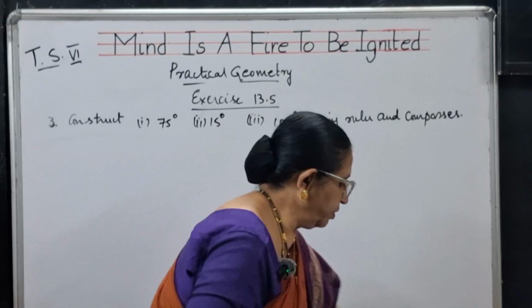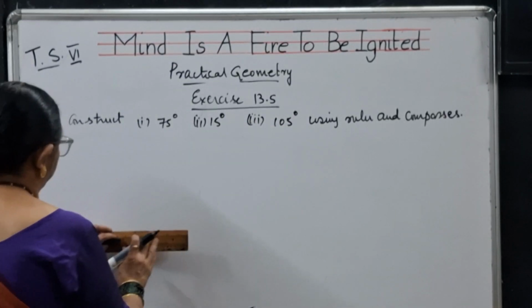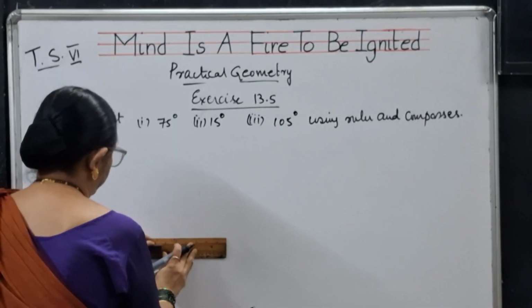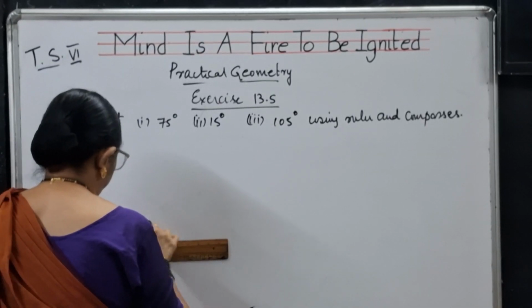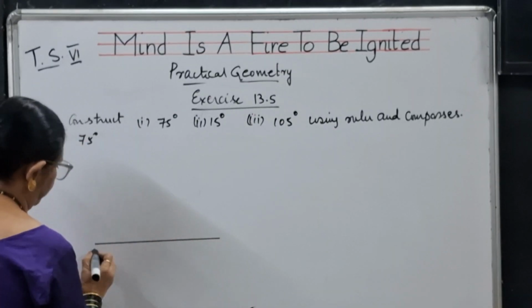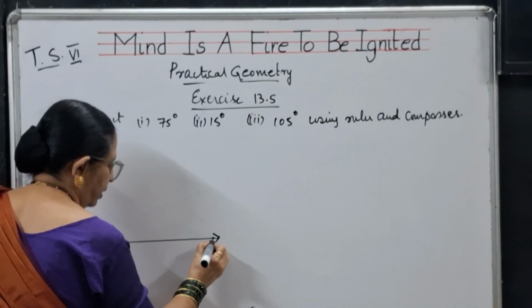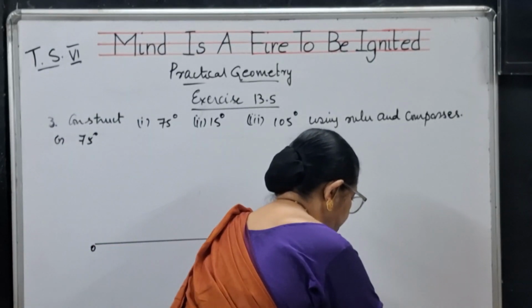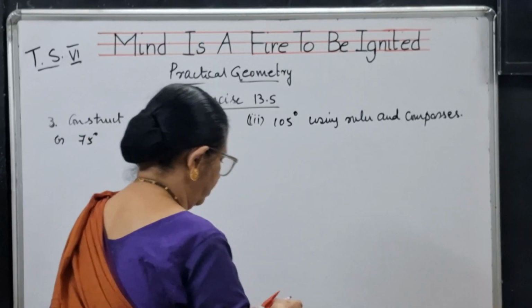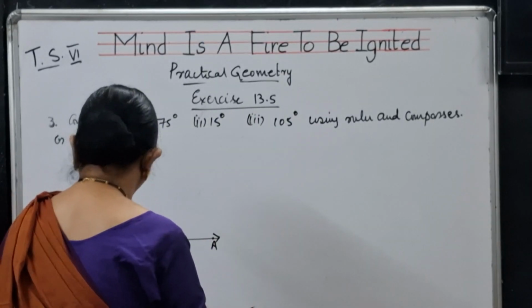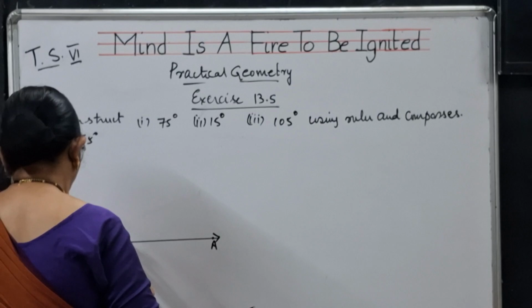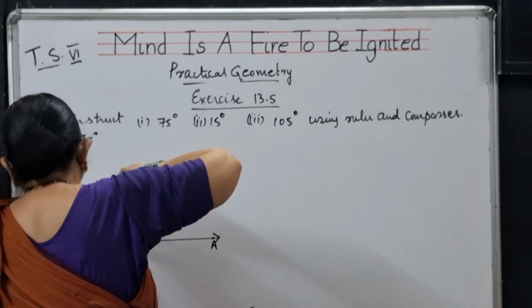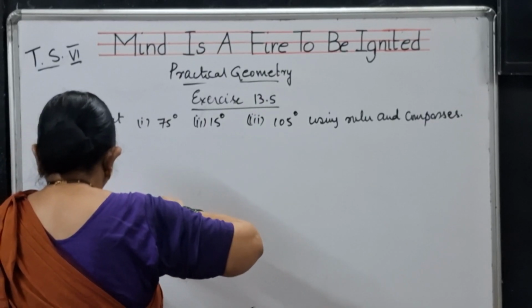So to construct 75 degrees, first we need to draw 120 degrees, children. So this is O and A. Actually, with O as center, with some radius, we need to draw an arc.